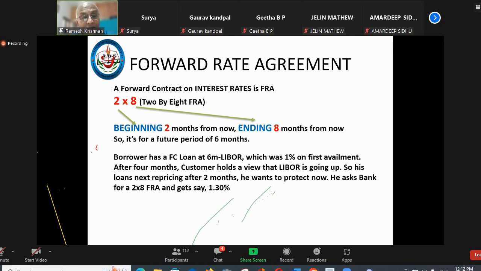That is important. Now a question. A borrower has a foreign currency loan at 6-month LIBOR, which was 1% on first availment. So every 6 months, the loan will be reset.